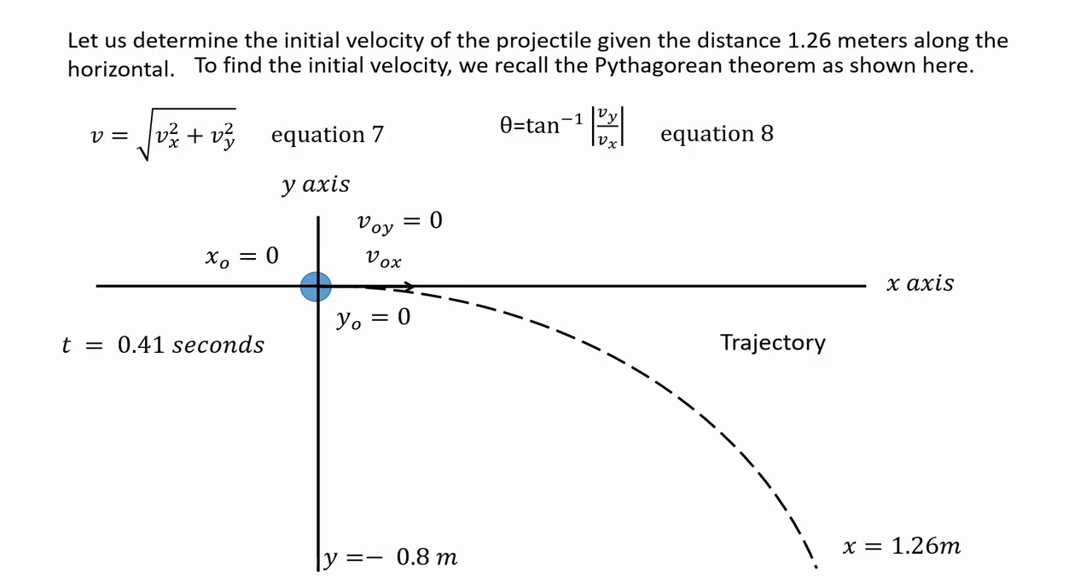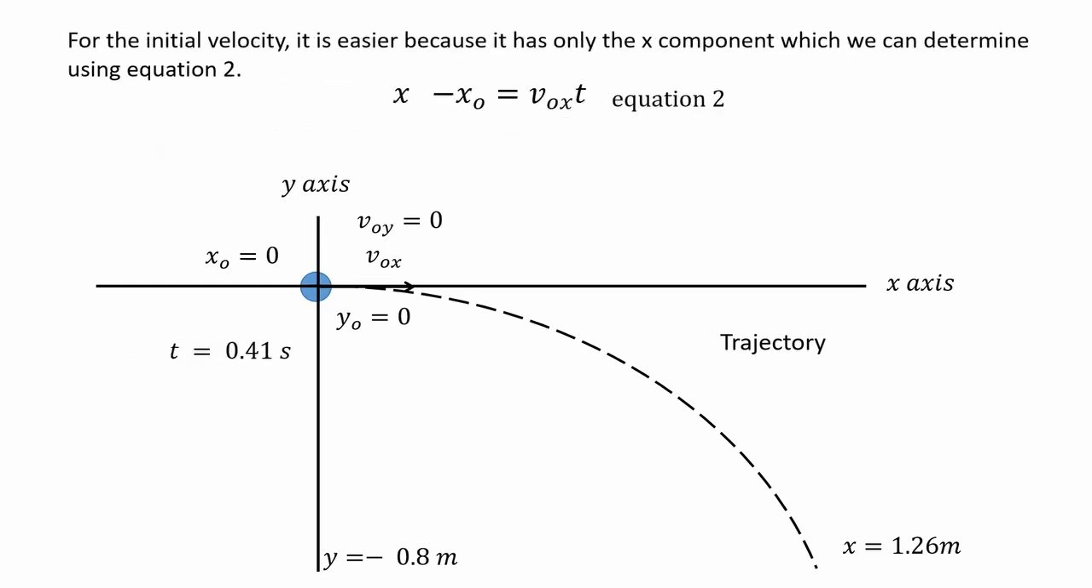Let us determine the initial velocity of the projectile given the distance 1.26 meters along the horizontal. To find the initial velocity, we recall the Pythagorean theorem as shown here in equations 7 and 8. For the initial velocity, it is easier because it has only the x component, which we can determine using equation 2.